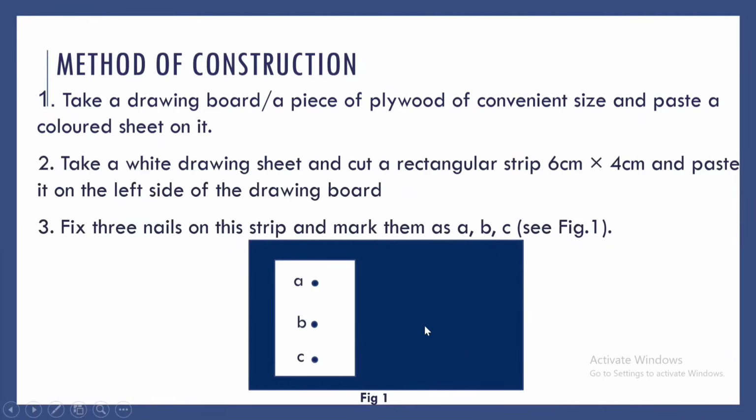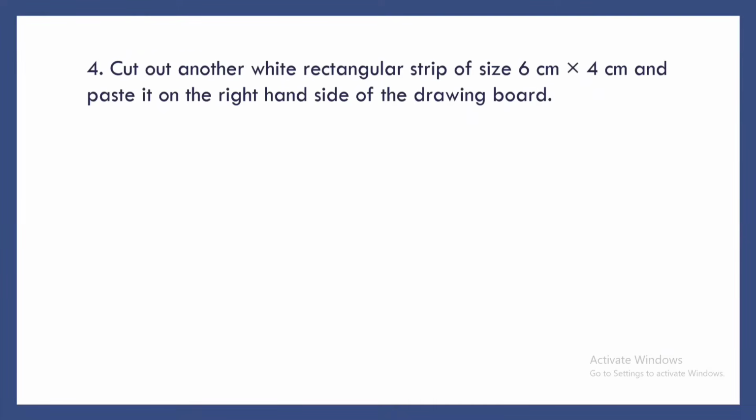Same way in your lab files, you'll be taking a rectangular colored sheet. On that, you'll be pasting a white sheet and making 3 points on it and marking them as A, B, and C. Let us see what needs to be done next. Cut out another white rectangular strip of size 6 centimeters by 4 centimeters and paste it on the right hand side of the drawing board.